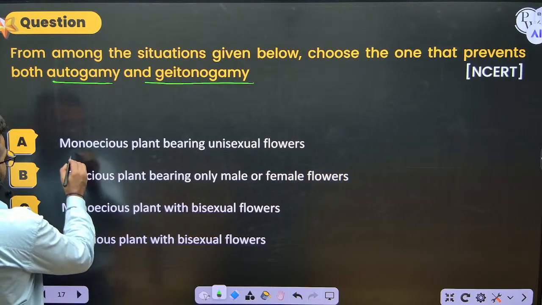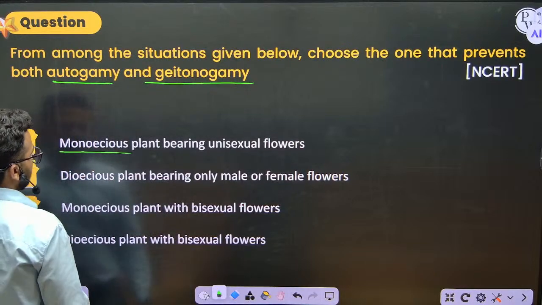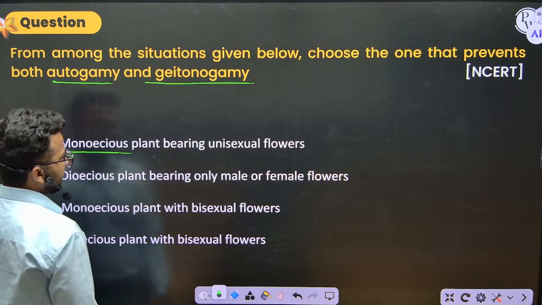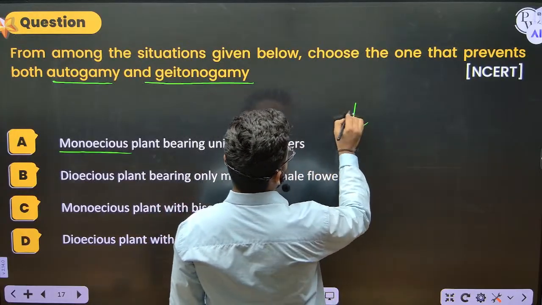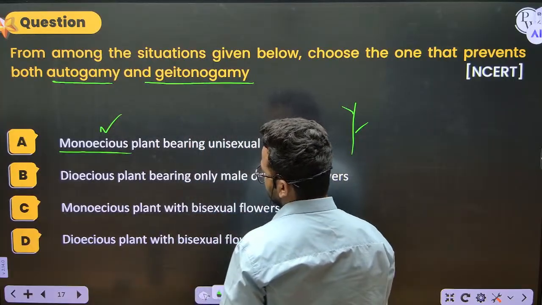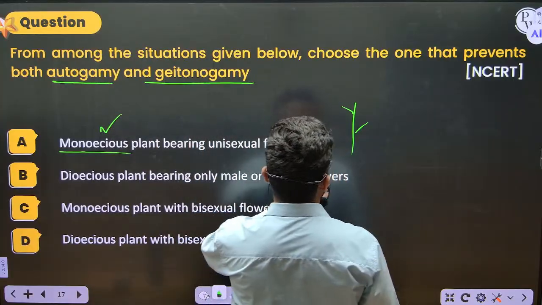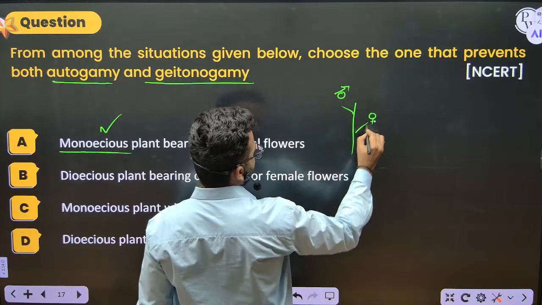So monoecious plant bearing unisexual flower. Monoecious plant bearing unisexual flower, in the sense, here monoecious means where the sexes are present in the same plant. If it is a male plant, this should be a female plant, like that.